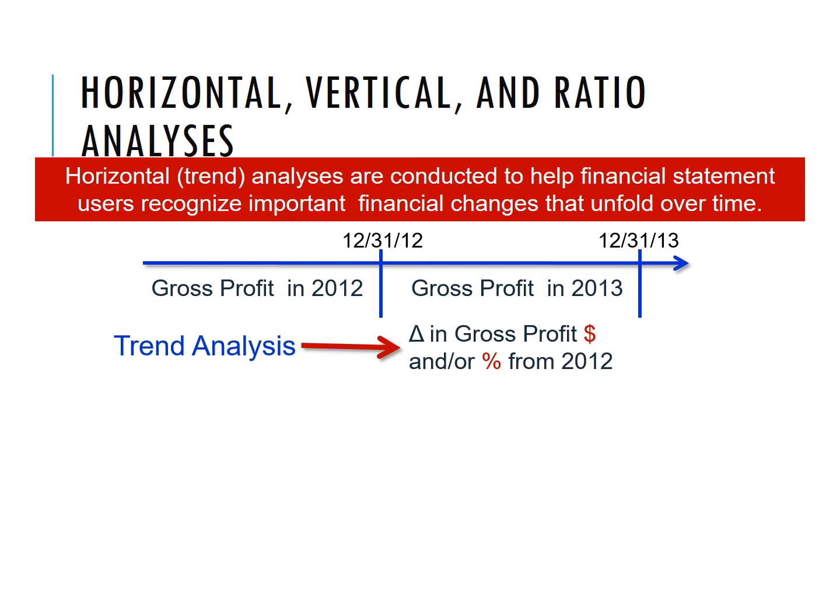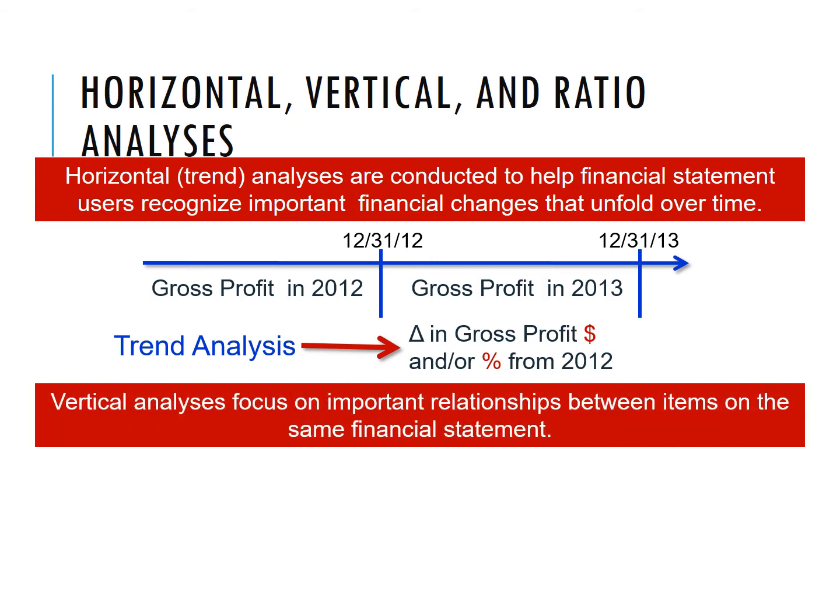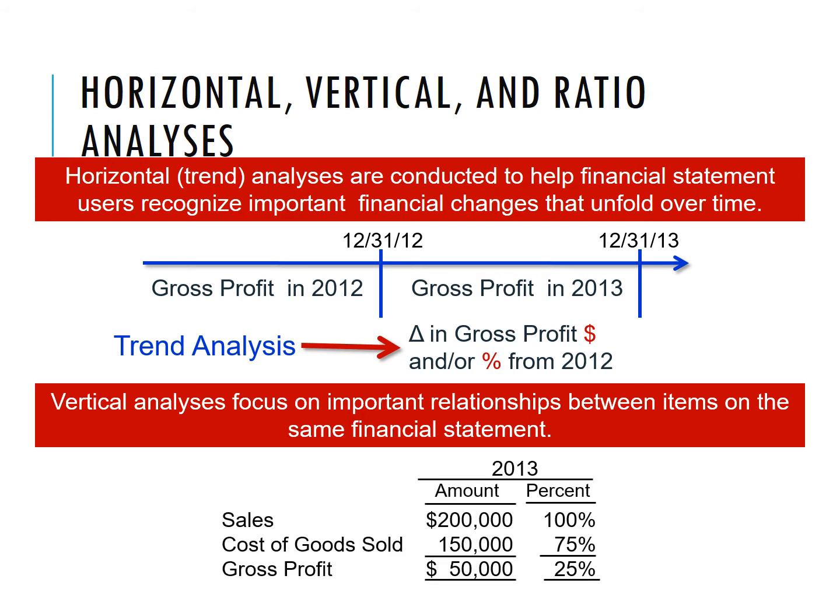And the next important thing to understand is that vertical analysis focuses on important relationships between items on the same financial statement. So here is a partial income statement showing sales, cost of goods sold, and gross profit for the fiscal year 2013. While we know that the number amounts will appear on the income statement, we gain insight in the values on the income statement by doing vertical or common size analysis. So here we've calculated the percentages of each amount by expressing sales as 100%.